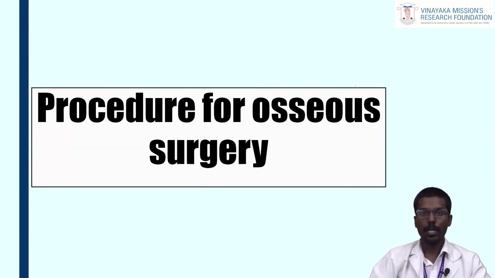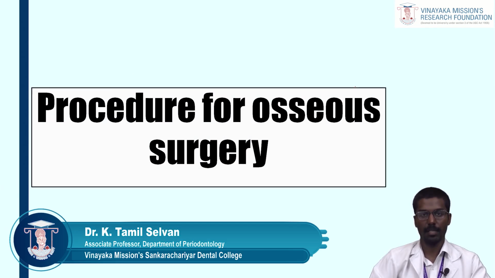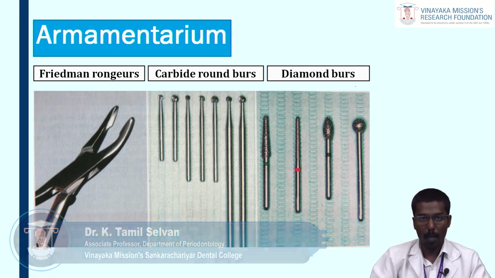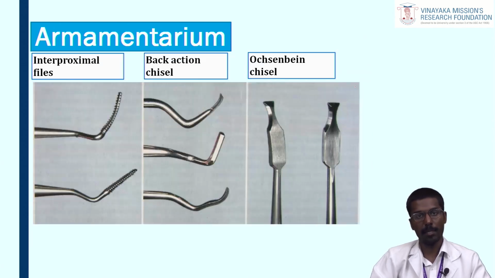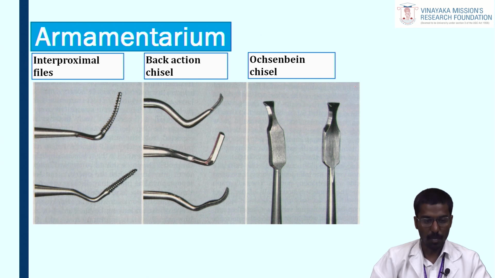Now coming on to the procedure for resective osseous surgery. First, we should know what armamentarium is required for this resective osseous surgery. One is the Friedman's rongeurs, which is going to remove the alveolar bone by cutting it. Next, in order to trim or cut the alveolar bone, we need carbide round burrs and also the diamond burrs. Other than this, we need the interproximal files to do the osteoplasty procedures, and other files like the back action chisel file and the Oxenbein chisel file to smoothen the bony contours.